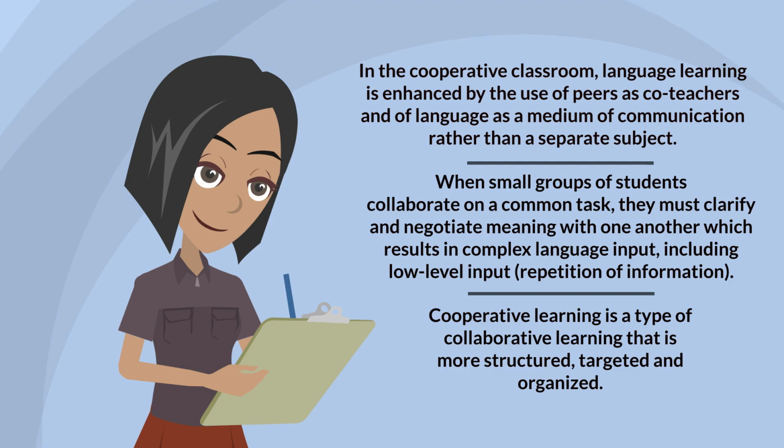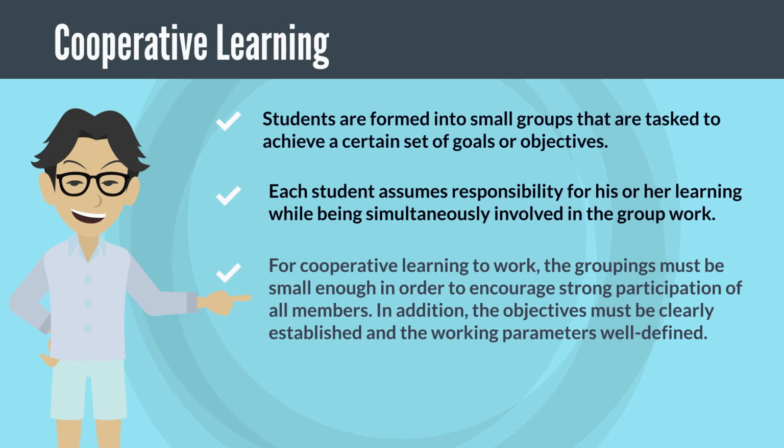When small groups of students collaborate on a common task, they must clarify and negotiate meaning with one another, which results in complex language input, including low-level input, repetition of information. Cooperative learning is a type of collaborative learning that is more structured, targeted, and organized. In cooperative learning, students are formed into small groups that are tasked to achieve a certain set of goals or objectives. Each student assumes responsibility for his or her learning while being simultaneously involved in the group work.